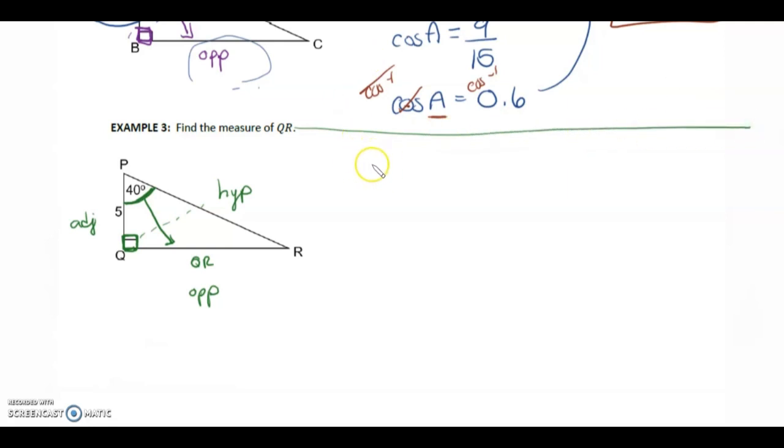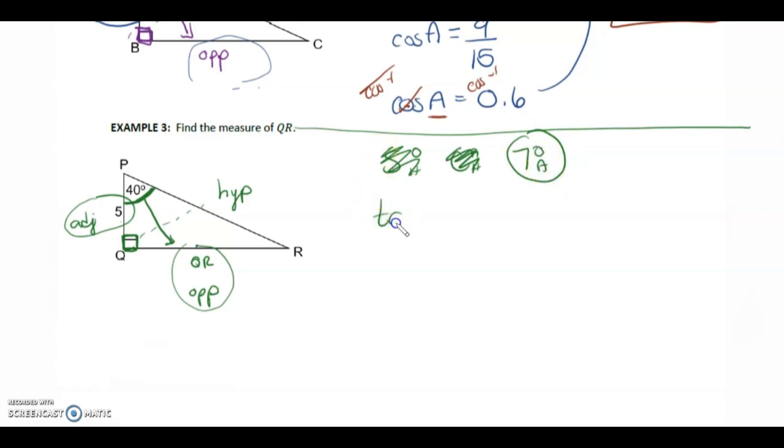Okay, now we're going to take a look at SOHCAHTOA and decide which one are we going to use. So opposite we need in there because we're solving for QR. So we can't use cos. It doesn't have opposite in it. And adjacent we're given 5 as the measurement. So adjacent, can't use sine. We're going to be using tan. It has opposite and it has adjacent. So tan theta equals opposite over adjacent.